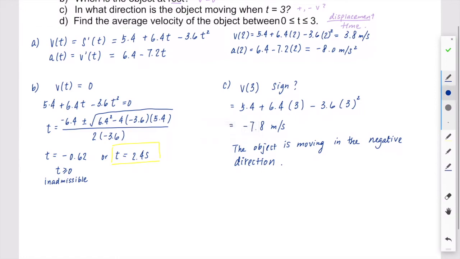Last but not least, we're going to look at question D. We're going to find the average velocity, which requires us to find the displacement over total time.